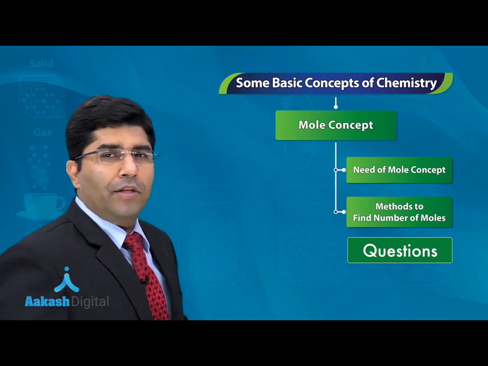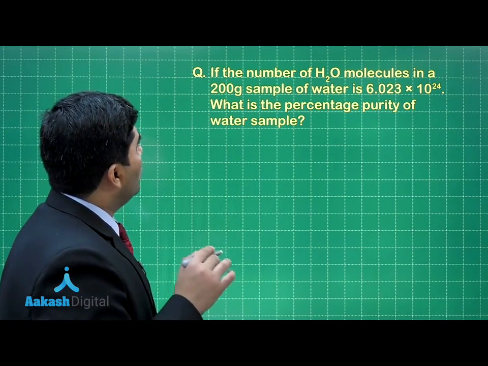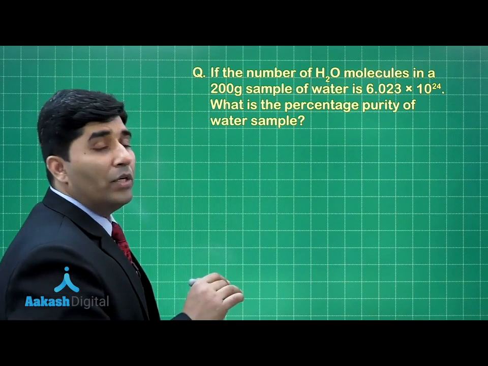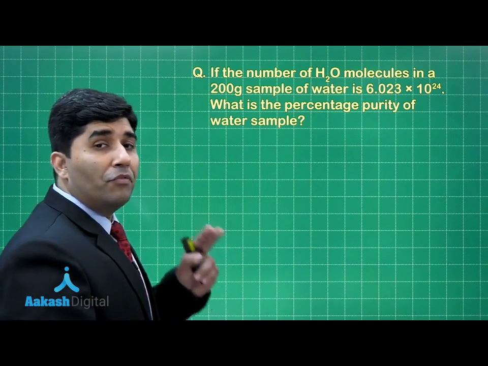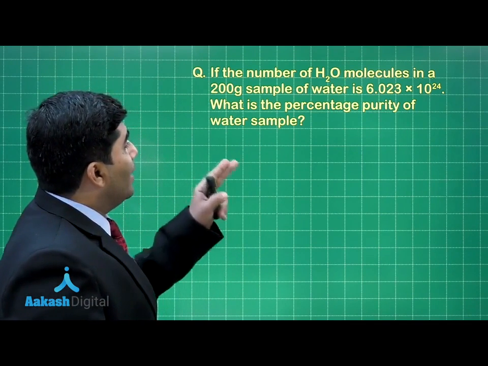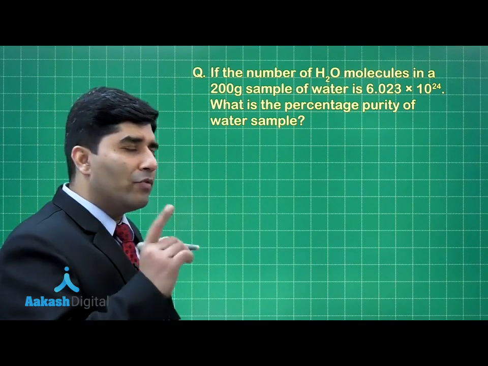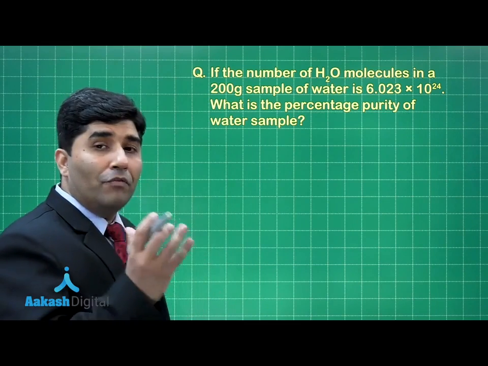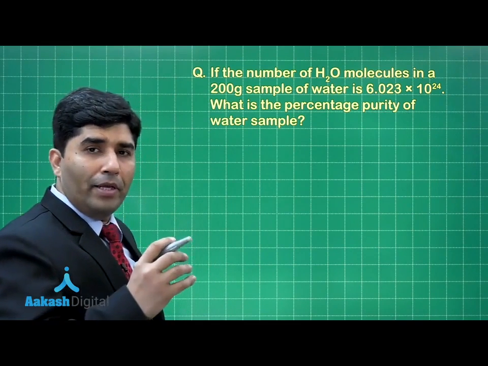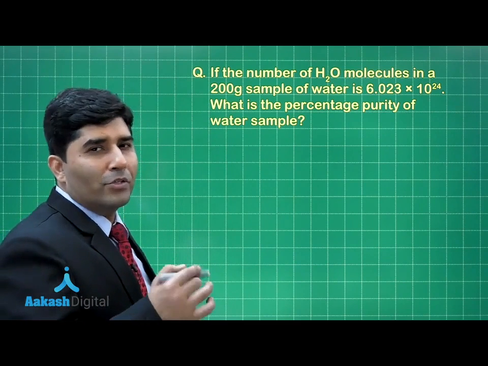Let's solve another question. In this question, he is asking: if the number of water molecules in a 200 gram sample of water is 6.023 into 10 to the power 24 molecules, what is the percentage purity of the sample? That means the water is impure, and first we have to find the weight of the impurity. When we find the weight of impurity, then we will be able to find the percentage purity. Let's solve it.